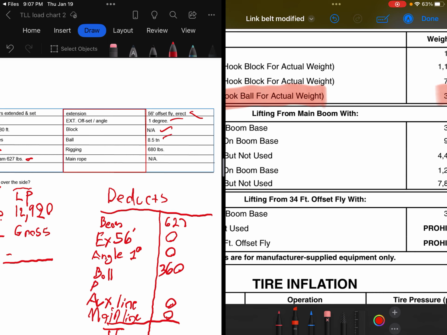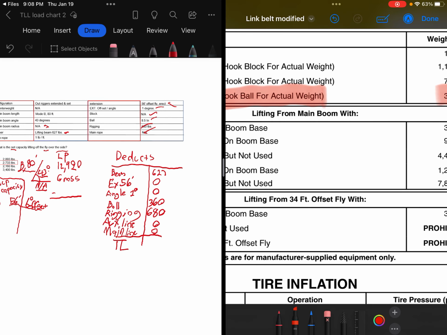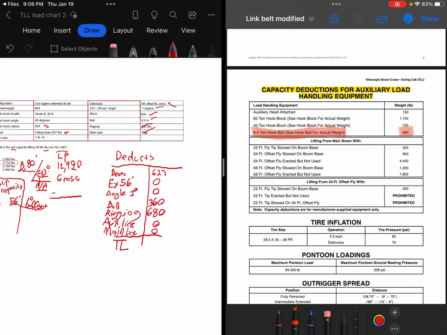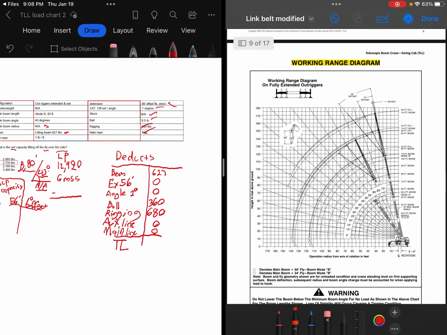And our last deduction is rigging. And our rigging is 680 pounds. So just check that off, check that off. And now we're done. We're ready to go ahead and go to our load chart. Not our range diagram, but our load chart.